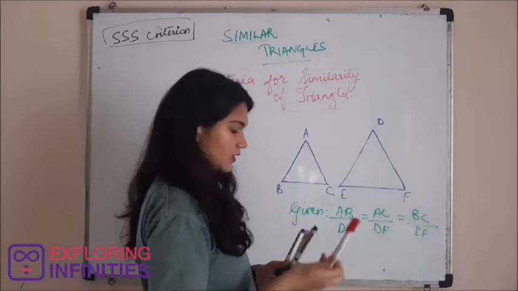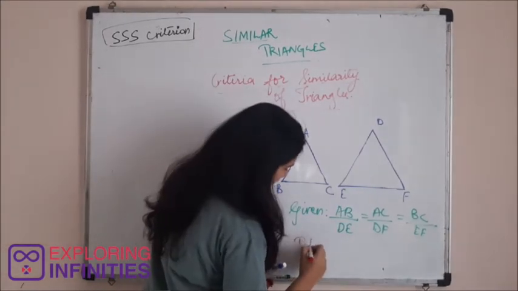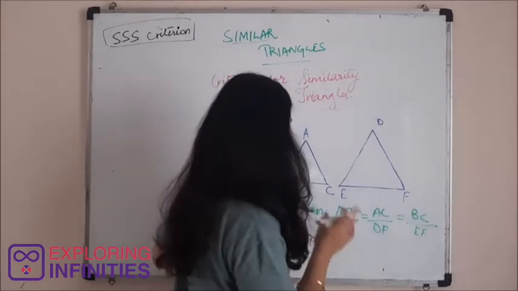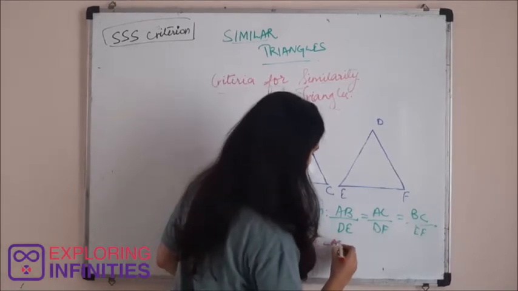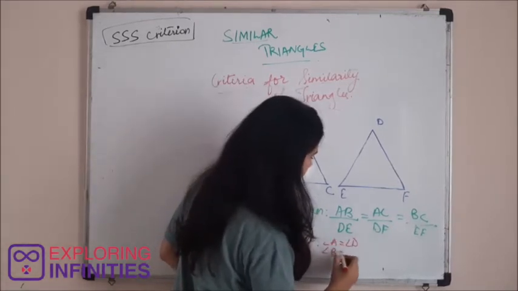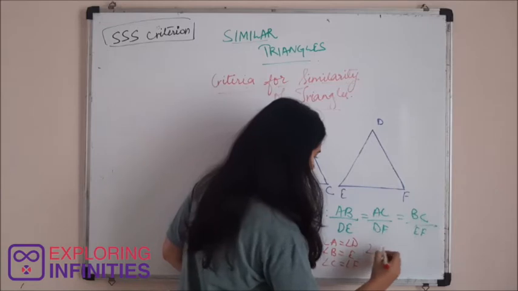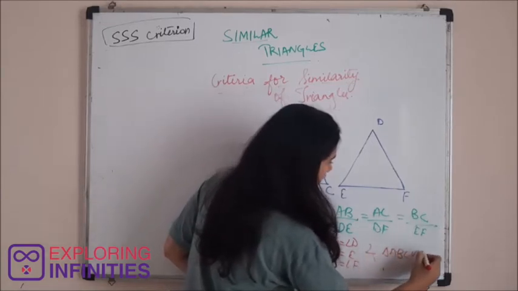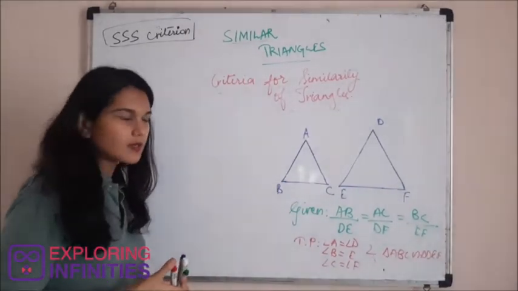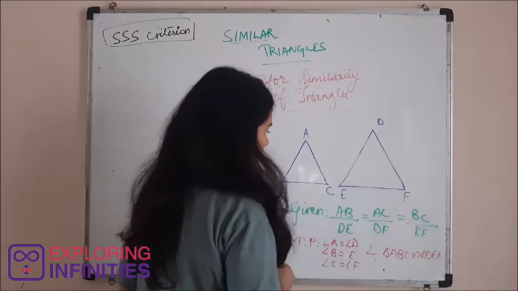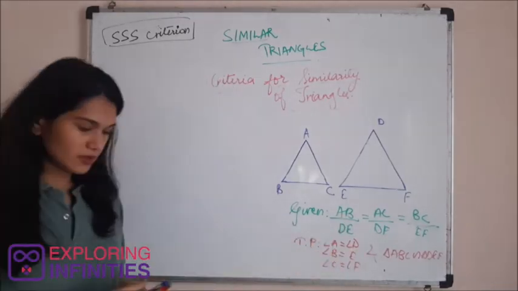Then the theorem states that the corresponding angles would also be equal, and the triangles would also be similar. So what we have to prove is angle A equals angle D, angle B equals angle E, and angle C equals angle F, and triangle ABC is similar to triangle DEF. Now this is somewhat similar to what you did in the last theorem. It is the exact opposite of it. In the last theorem you were given this condition and you had to prove this. Now you are given this and you have to prove the other thing.